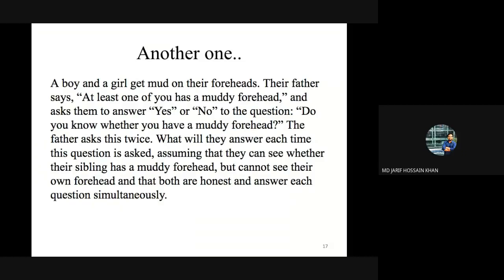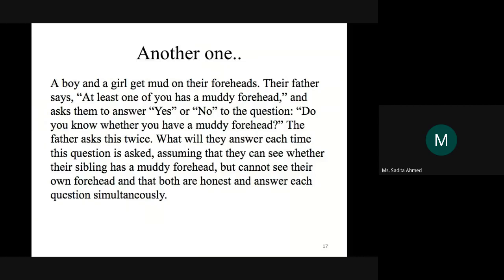Miss, is it allowed to answer each of their questions? Like, the father is asking both of them. Is it allowed for the boy to answer the girl's questions, and the girl to answer the boy's? No, not like that. They will answer their own questions.